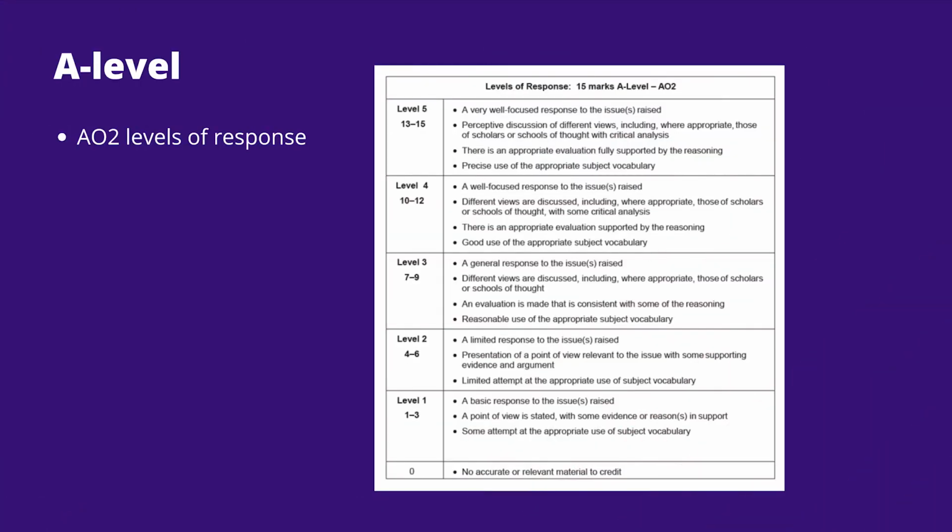Our A-level RS assessments are always marked using levels of response. There are separate level descriptors for AO1 and for AO2. You can see here that AO2 descriptors include a cap at level 2 for a one-sided response, and that for level 3 and above, answers need to include evaluation supported by reasoning.